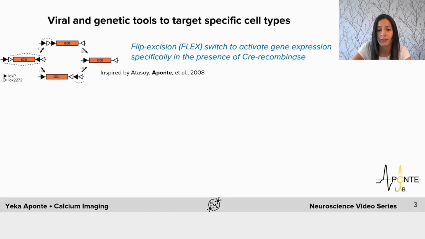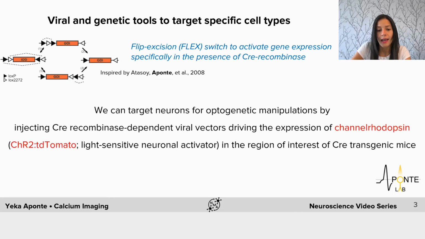So we took advantage of this system to target neurons for optogenetic manipulations. So we tagged the light-activated cation channel, channelrhodopsin or ChR2, fused to the fluorescent protein tdTomato for labeling and visualization of our Cre recombinase-dependent viral vector. Then, we stereotaxically injected this virus in the region of interest of Cre transgenic mice. So bear with me for a second, please, because I just want you to remember that with this strategy, expression of channelrhodopsin will only happen in neurons that express Cre recombinase.